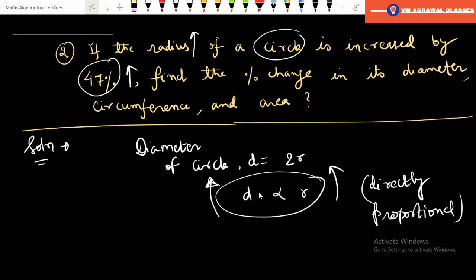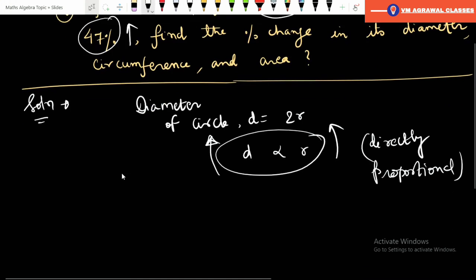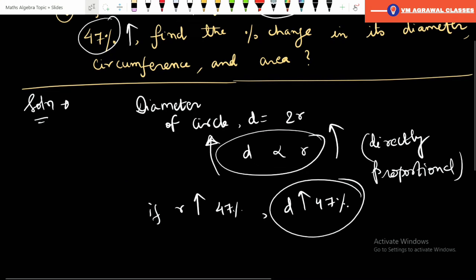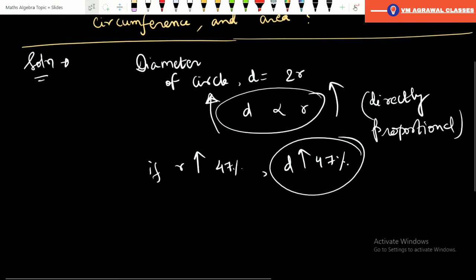It is directly proportional. We can say that diameter is also increased by 47%. Directly we can say, if r is increased by 47%, then d is also increased by 47%, because it is directly proportional. Because d is only 2 into r, so 2 is constant. Similarly, circumference.